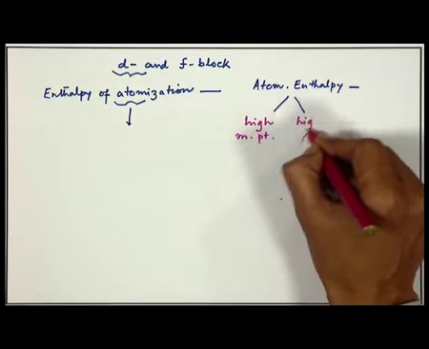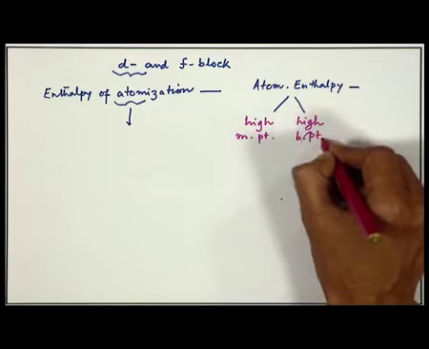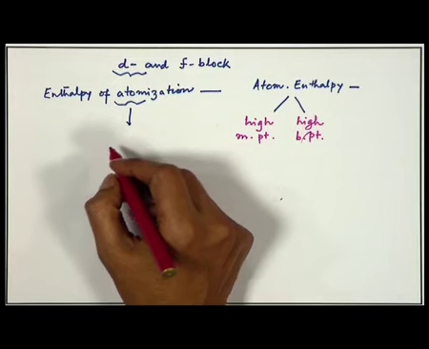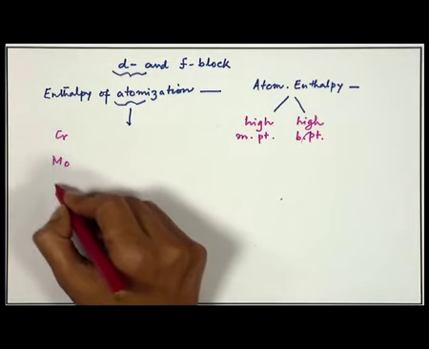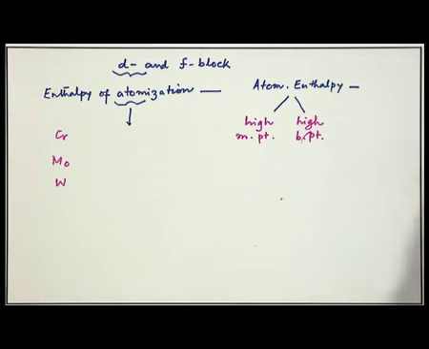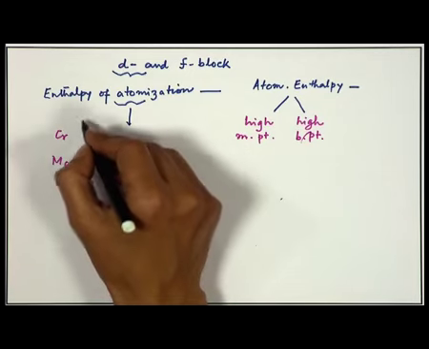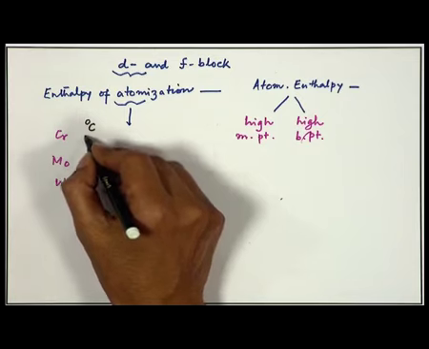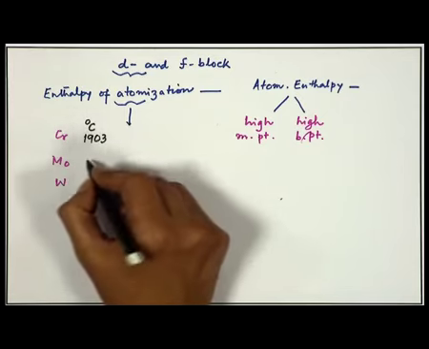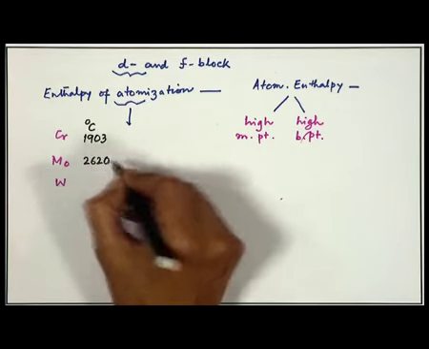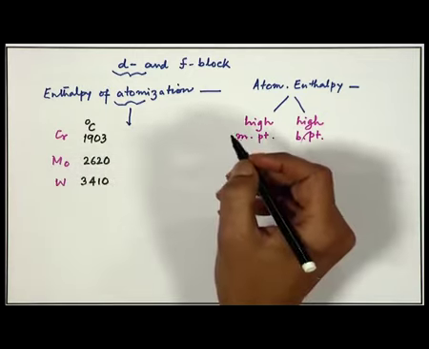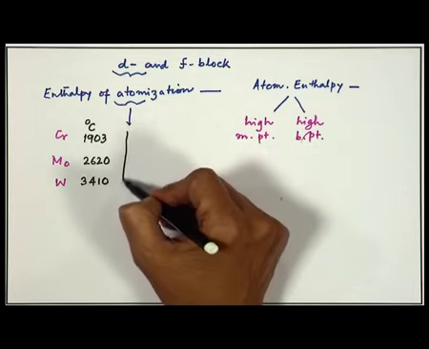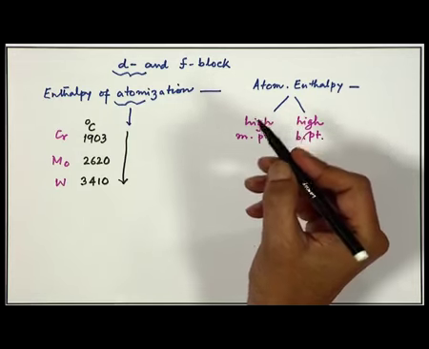and high boiling point. The melting point part we have also discussed among the group of chromium, molybdenum and tungsten, where the corresponding melting points in degree centigrade are 1903, next 2620, and for tungsten 3410.